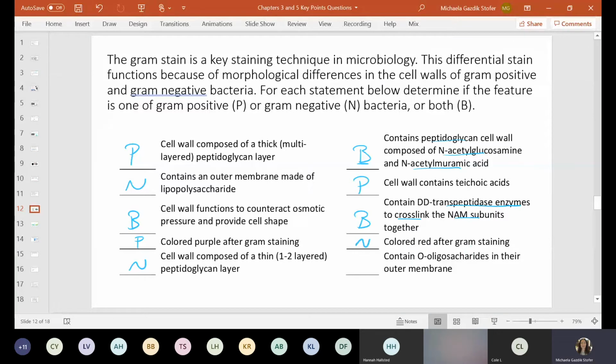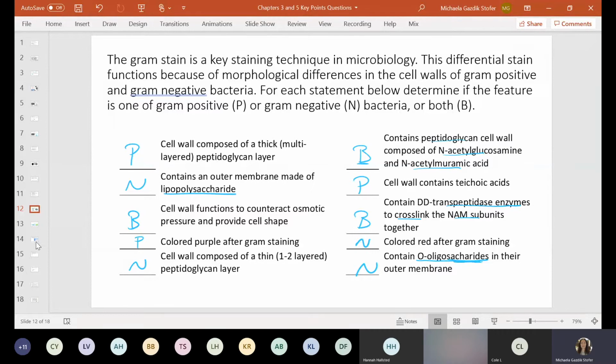And remember, we say red and not pink, because if you say pink, that whole purple positive thing doesn't work anymore. So gram-negative cells are red. And oligosaccharides, okay, so saccharide should give you a key here. These are the sugars that are part of the lipopolysaccharide. So that would be an N.